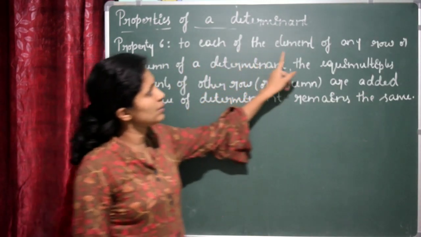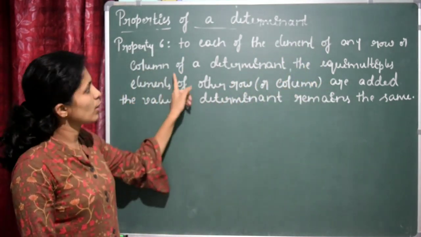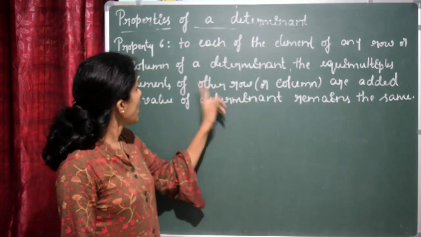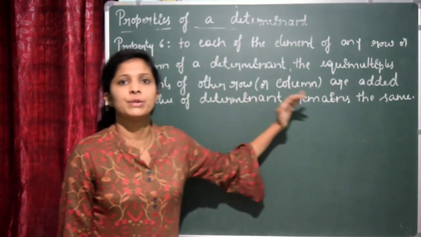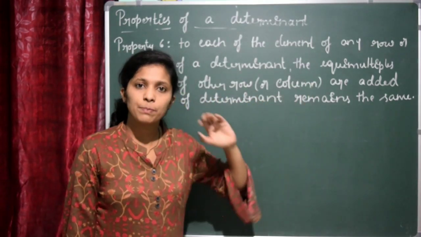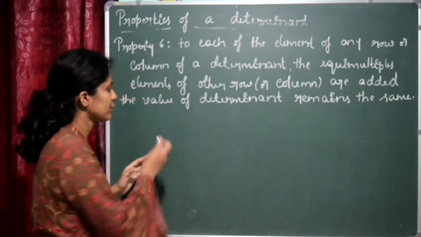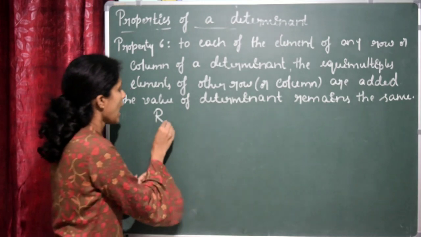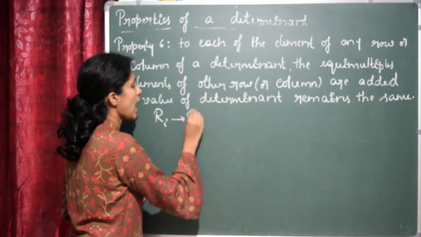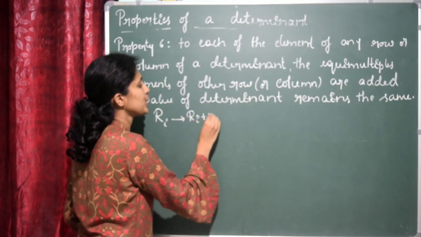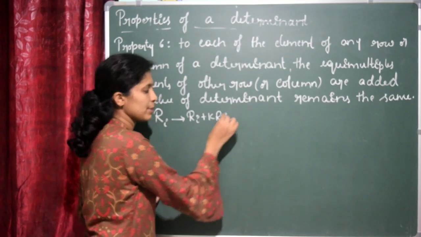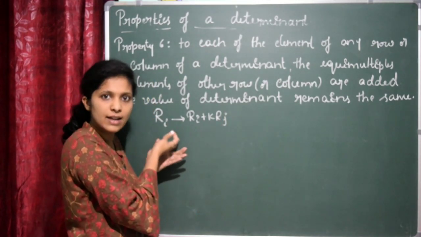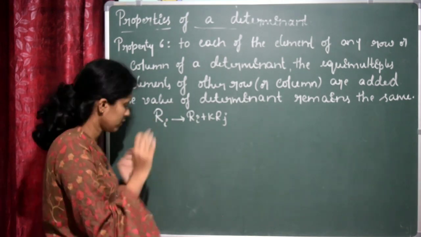To each of the elements of any row or column of a determinant, if the equimultiples of the elements of another row are added, then the value of the determinant is unchanged. I mean you can apply any row operation, then the determinant will be same. While finding the inverse of a matrix you have studied, Ri changes to Ri plus K into Rj, right? If you give this operation, then the determinant of a matrix will remain the same.